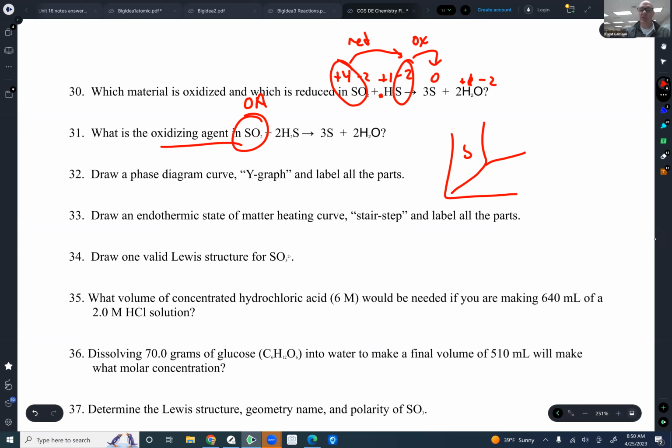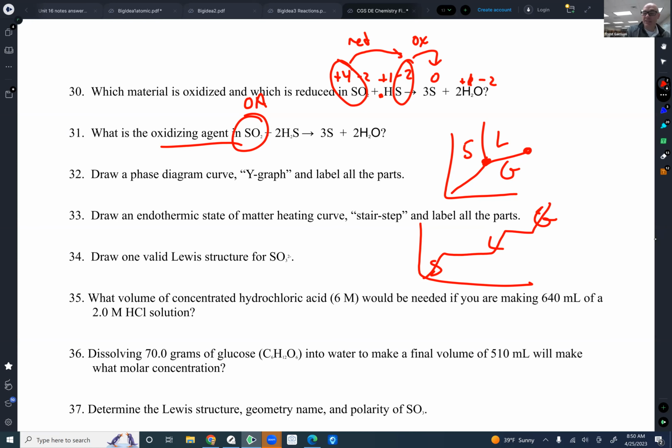All right, phase diagram for the Y. Just remember, here's solid, liquid, and gas. Here's your triple point. Here's your critical point. State of matter curve, heating curve: solid, liquid, gas. On the flat parts, that's where we have transitions like the melting and freezing or the evaporating and condensing.